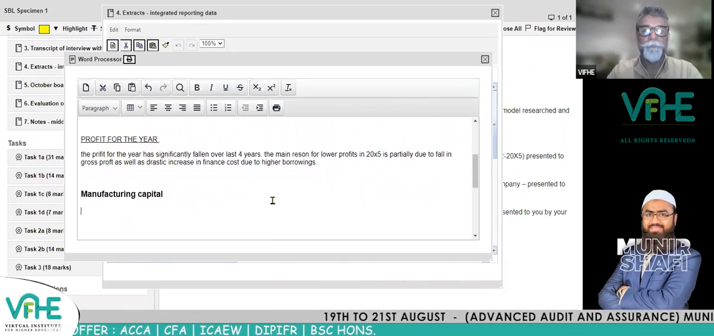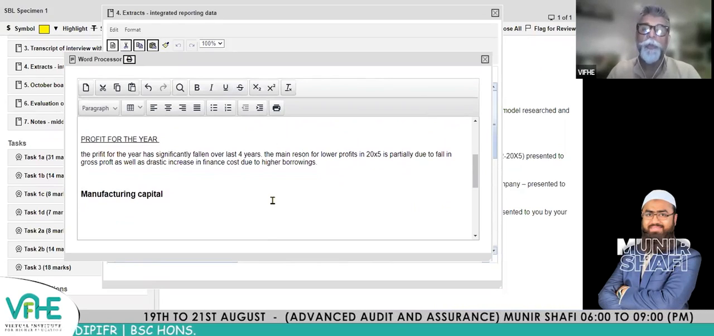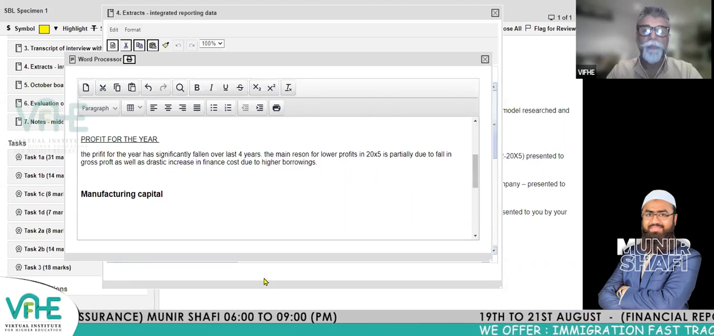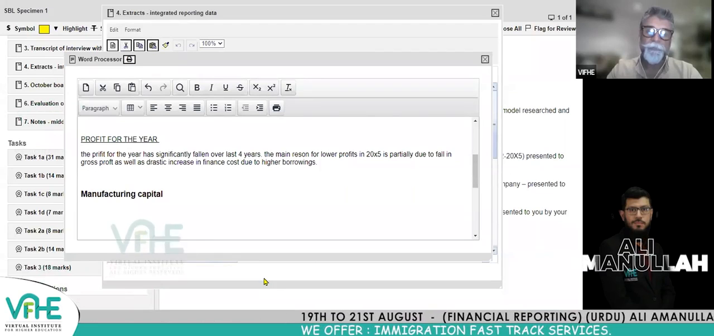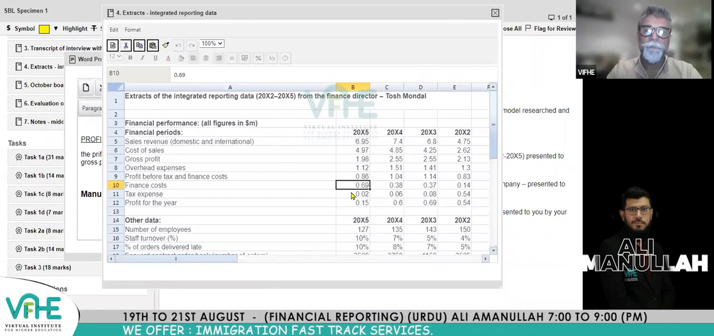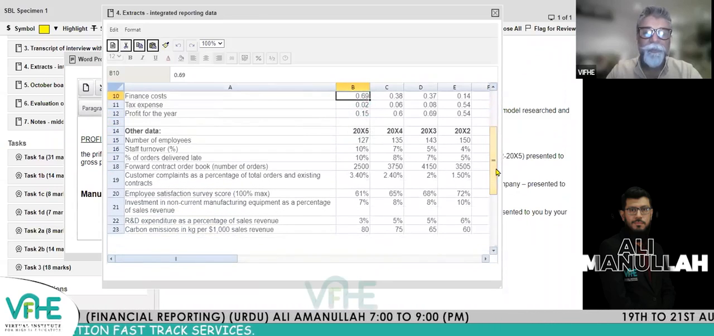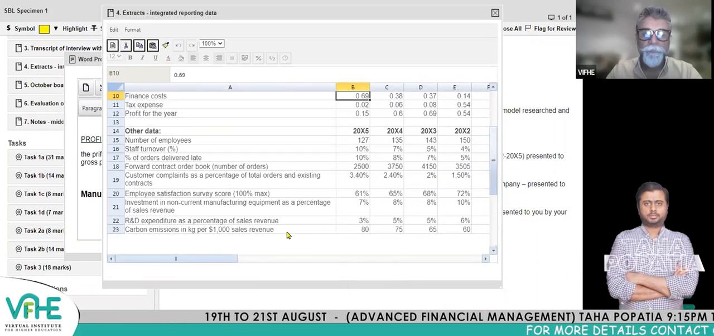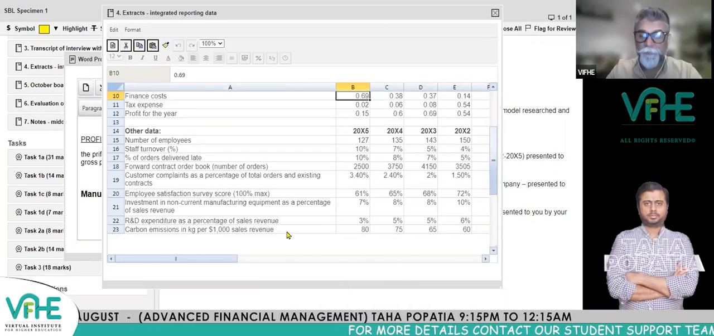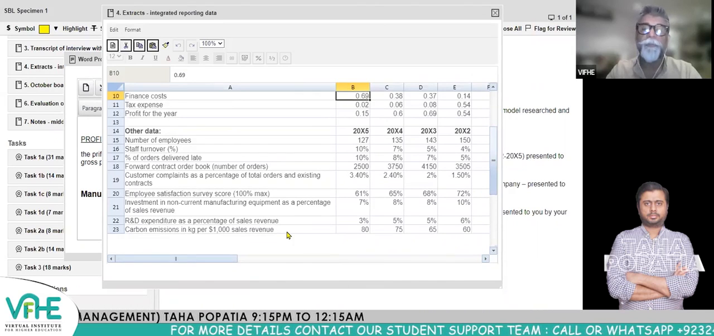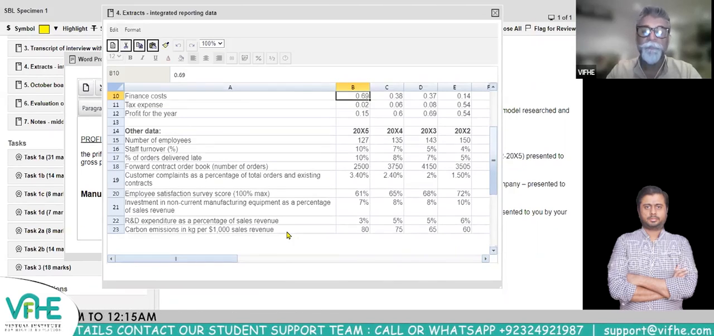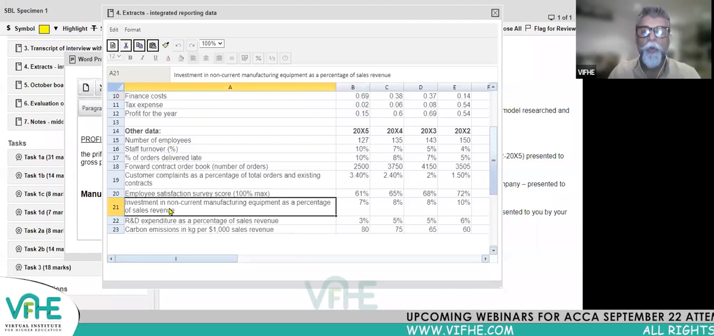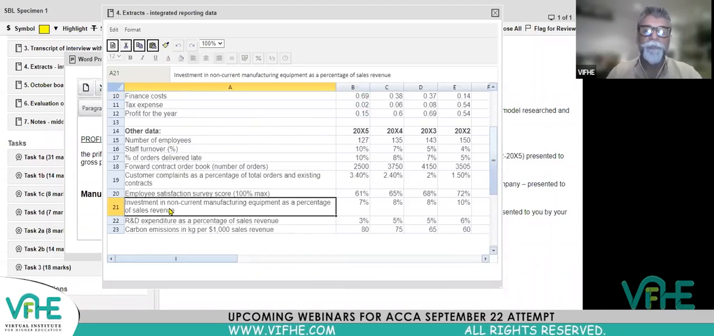Now, manufacturing capital. Manufacturing capital includes two things, non-current assets and current assets. So is there any data about non-current assets? You have to explain the reasons definitely, but in this case, you have been asked to show evaluation skills. Yeah, this one: investment in non-current manufacturing equipment as a percentage of sales revenue.